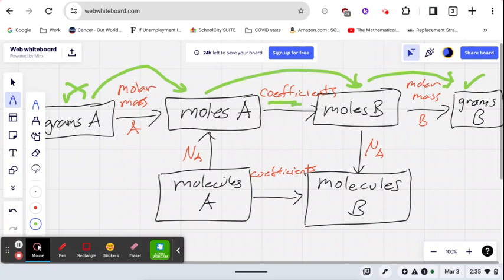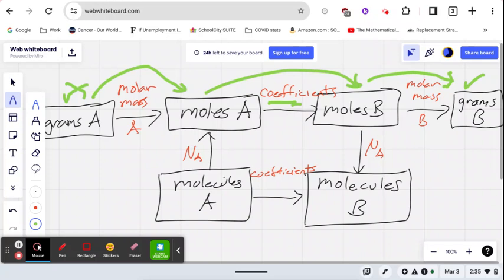Okay, so really it follows this chart here where you start with grams of A, turn it into moles of A, then moles of A gets turned into moles of B, and moles of B gets turned into grams of B. Remember, I'm using A and B because any substance could be A, any substance could be B. It just depends on what you were given and what you're looking for.